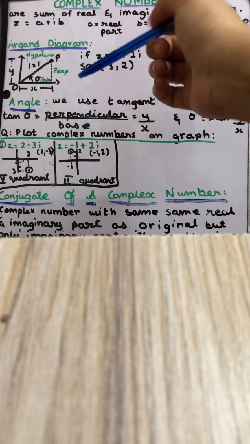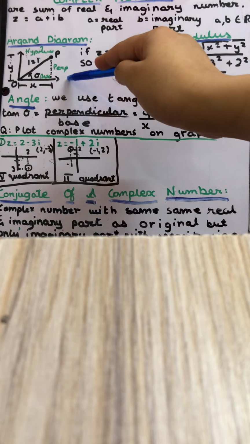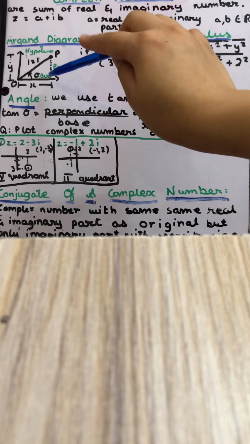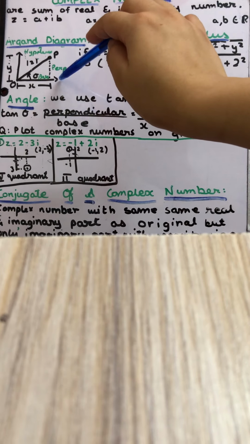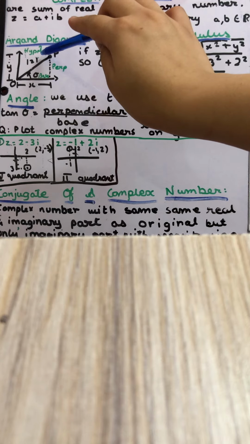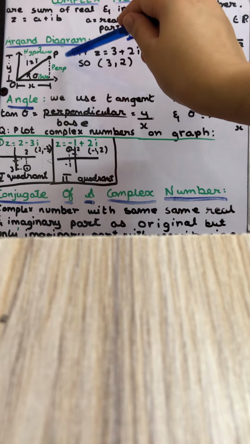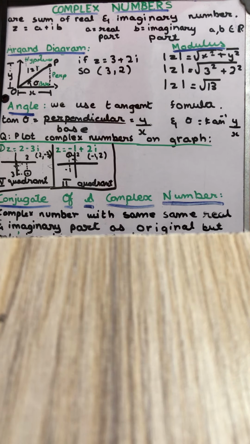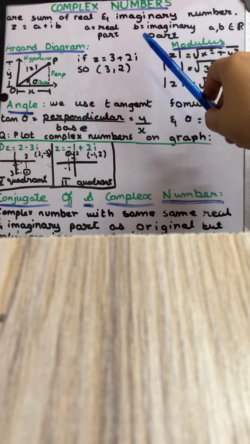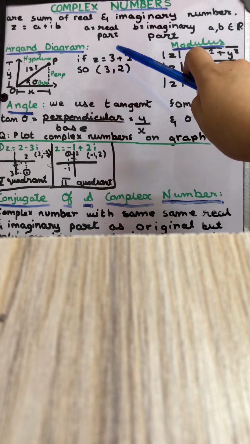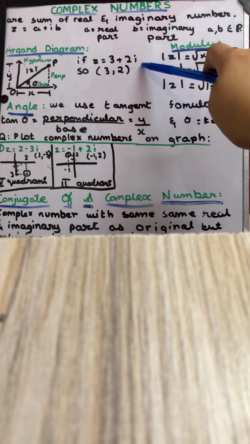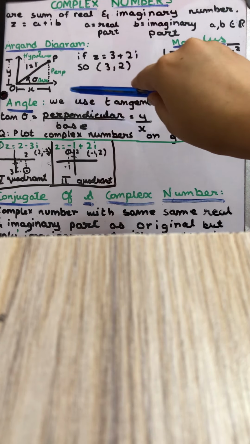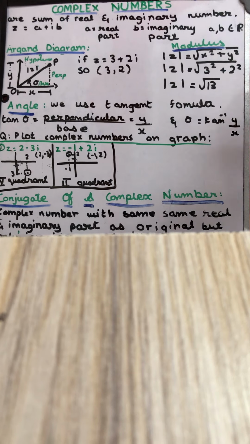Well, okay. The line which makes 90 degrees is called the perpendicular, while the line opposite to the perpendicular is called the hypotenuse, and the line with which the theta is made is called the base. So let's suppose an example. Let's suppose a complex number such that z is equal to 3 plus 2 iota. So we can say that 3 will be denoted on the x-axis while 2 will be denoted on the y-axis.